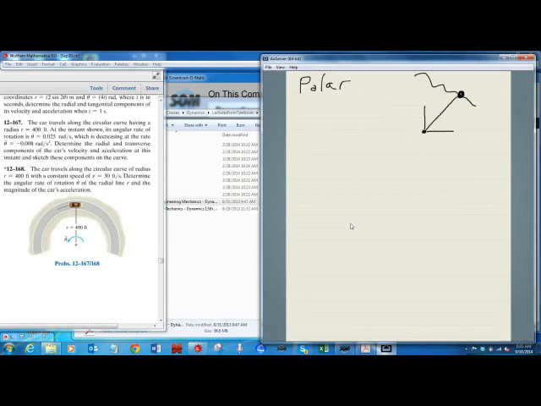Polar is a radius and an angle, right? So the very first thing you do is draw a line from the origin through the particle, just like I just did. Then you say, okay, first step is the radial direction. You've got to draw that line. That is the U_r direction.